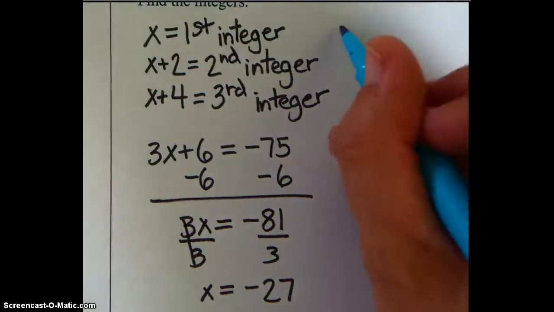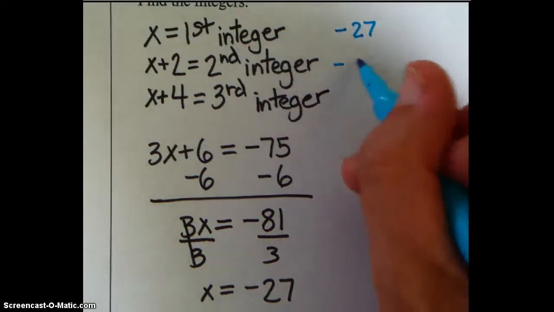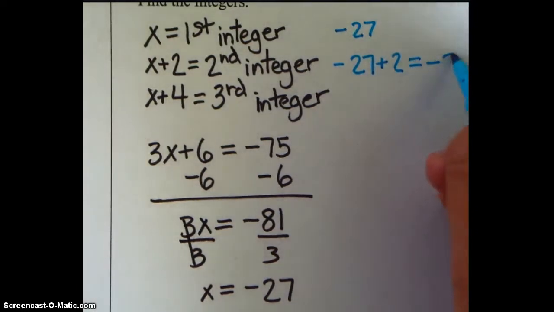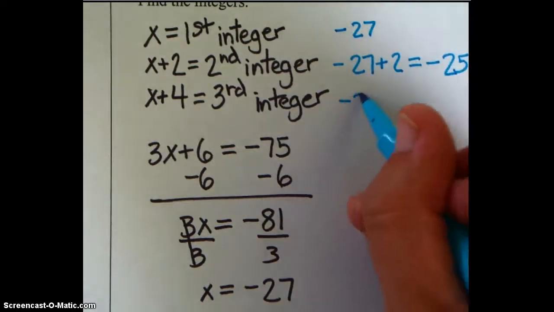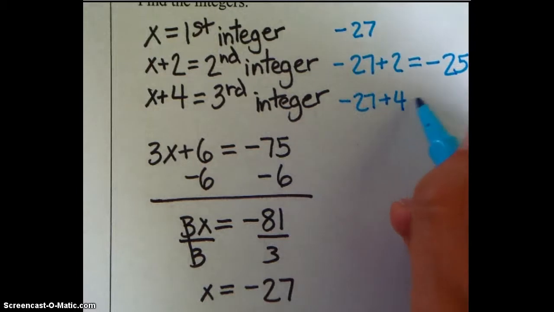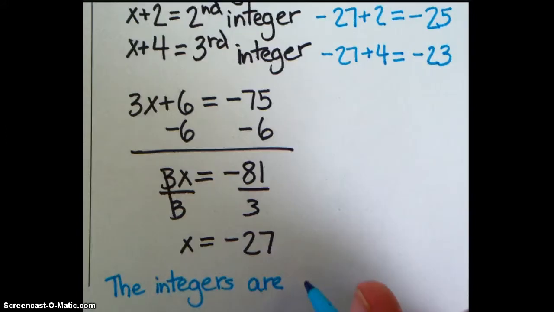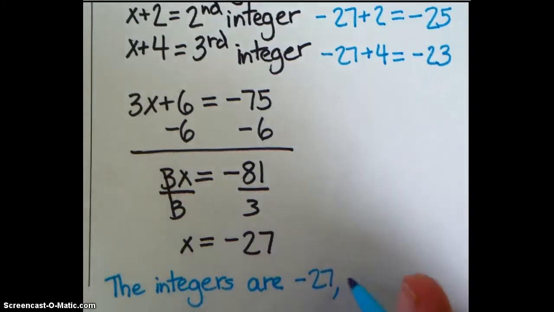When we plug it back in, you also have to be careful. Negative 27 plus 2 gives you negative 25. Negative 27 plus 4 makes it less negative, so that becomes negative 23. So as your final answer, you have the integers are negative 27, negative 25, and negative 23.